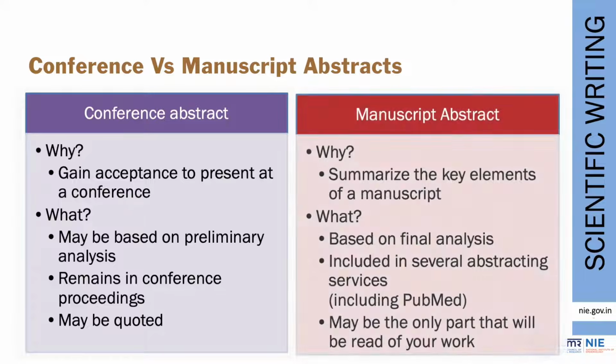In contrast, a manuscript abstract is something that is written primarily to summarize all the key elements of your main manuscript. So usually your manuscript abstract is based on the final analysis and also is going to be indexed in several abstracting services like PubMed, Scopus, etc.